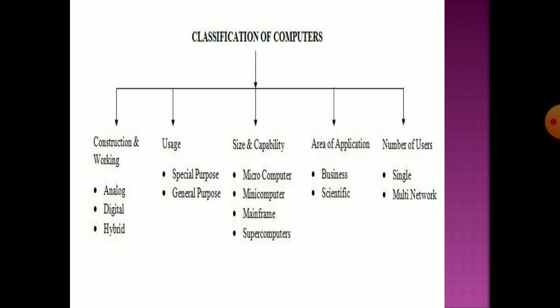Next, based on the size and capability of the computer, we mainly divide computers into 4 types: the first is the microcomputer, the second is the mini computer, the third is the mainframe computer, and the fourth is the supercomputer.